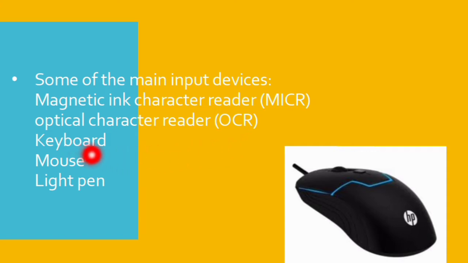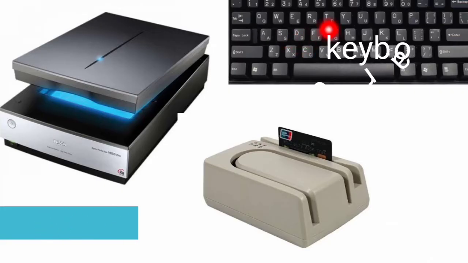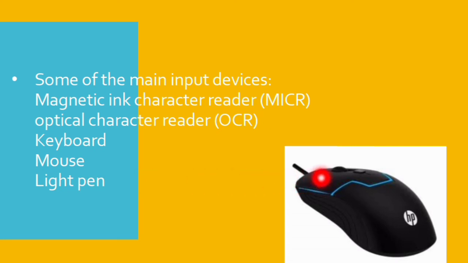Keyboard. Keyboard is an input device because as we press the letters, they are displayed on the monitor. Mouse. As we move the mouse on the pad, the cursor moves on the screen. So it is an input device because we are moving the mouse on the pad and the cursor movement is being displayed on the screen. Light pen is similar to mouse, and what you are seeing, the red blinking line here, is similar to a light pen only.